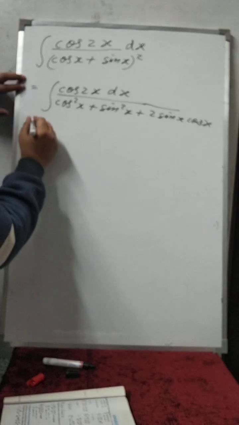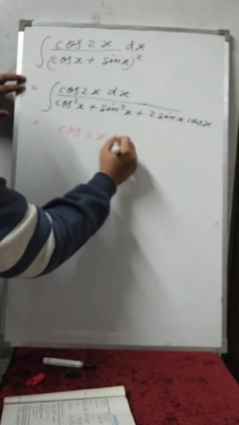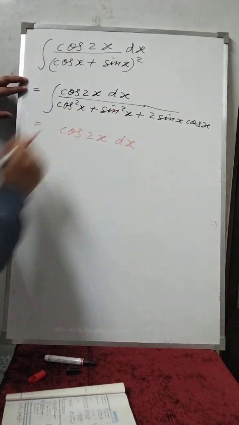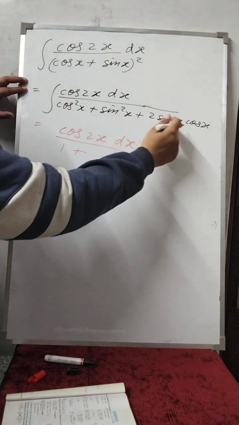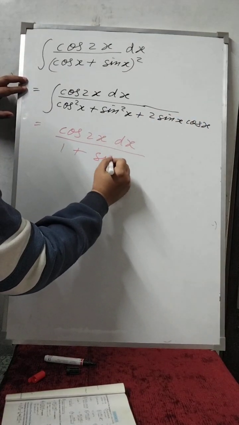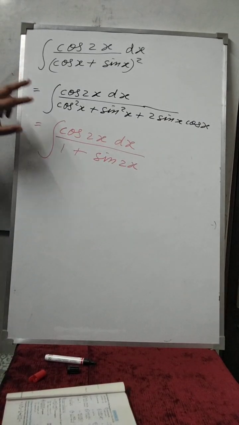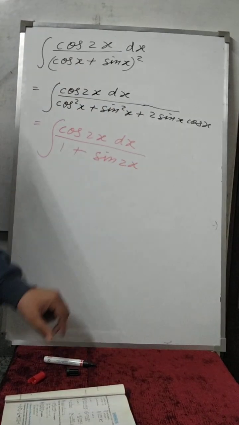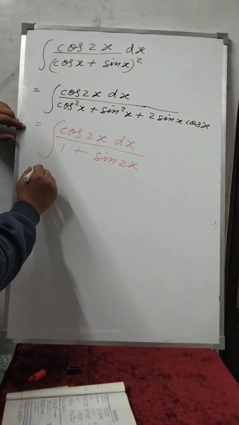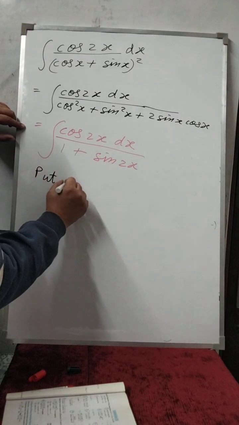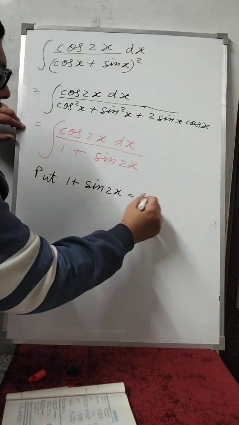So I can write this as numerator as it is, cos 2x dx. What is cos square x plus sin square x? 1, plus what is 2 sin x cos x? Sin 2x. Can I write it like this? 2 sin x cos x will be sin 2x. Now what I will do? I will put the denominator as t. I will put 1 plus sin 2x equals to t.